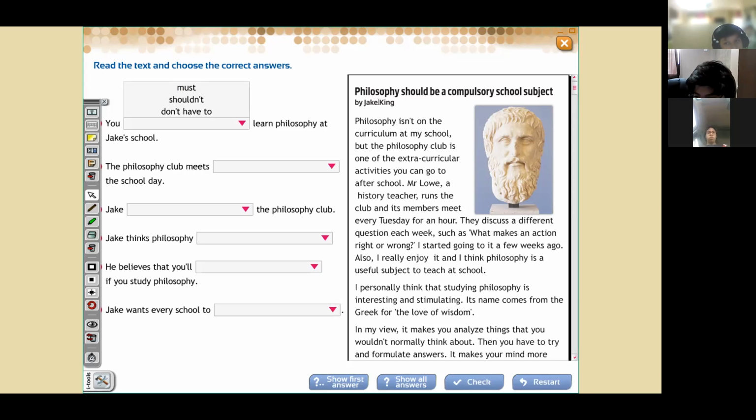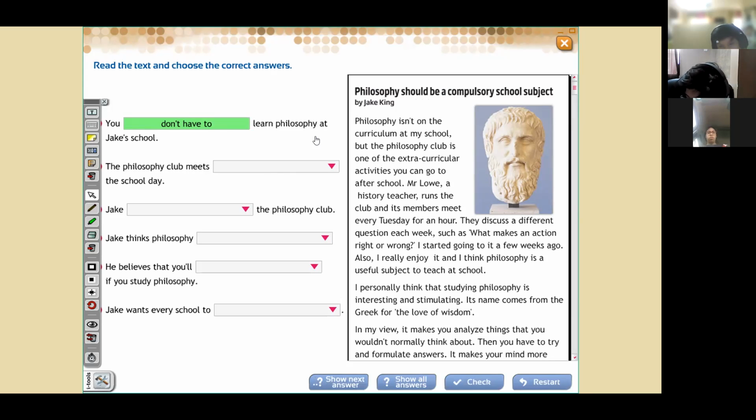See in the chat, correct. We could say you must. Let's check, and not exactly, because he says that it should be a compulsory school subject, not that it is now a compulsory school subject. So if we say you don't have to learn philosophy at school, so it's optional.